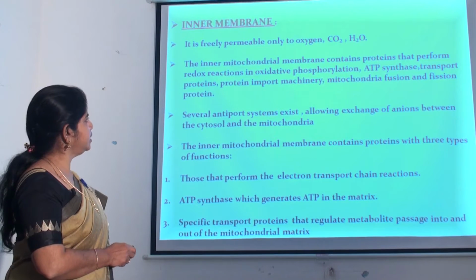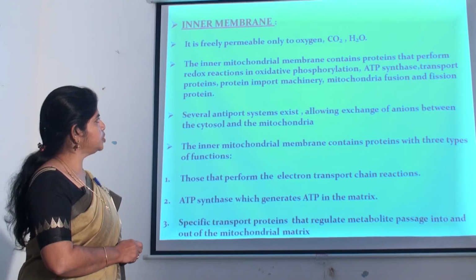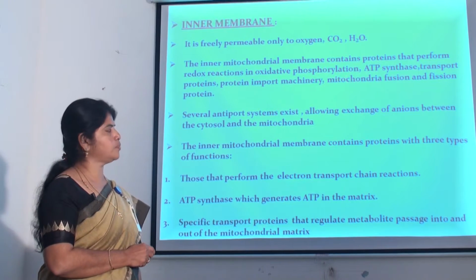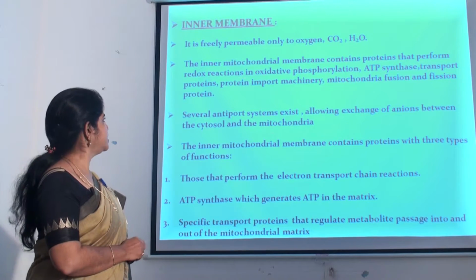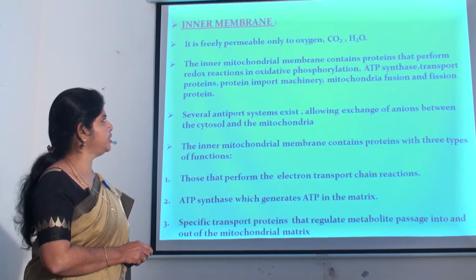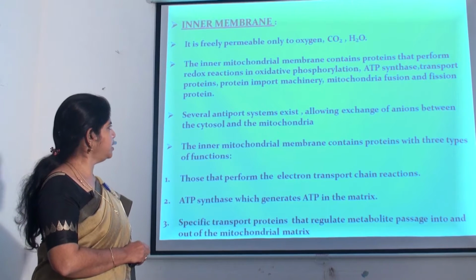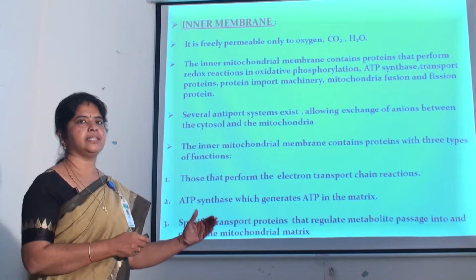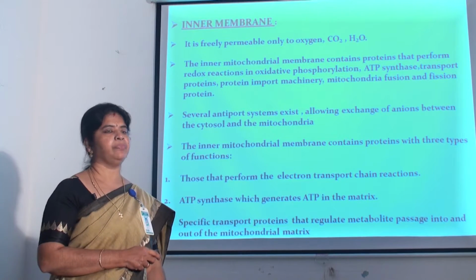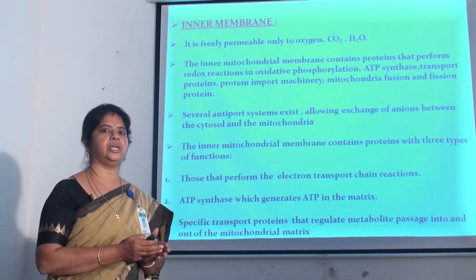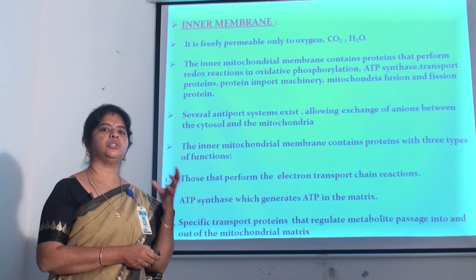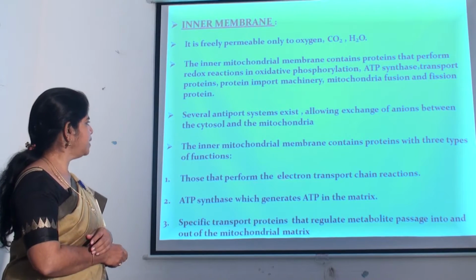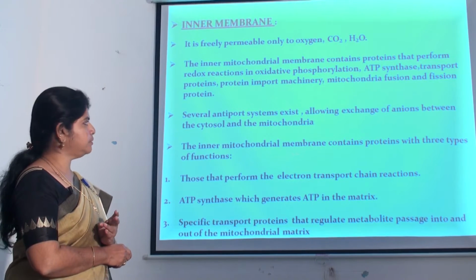And it contains proteins and also enzymes which perform oxidative phosphorylation, ATP synthase, transport proteins, protein import machinery, and mitochondrial fusion and fission proteins. They allow the exchange of anions between the cytosol, that is the cytoplasm, and the mitochondria. So it is very selective in nature, not like the outer membrane. It allows only a limited amount of molecules to enter into the mitochondria, and it has three types of functions.